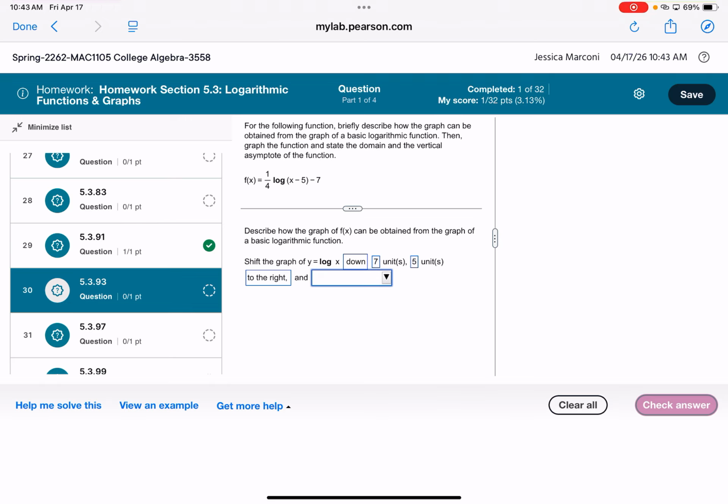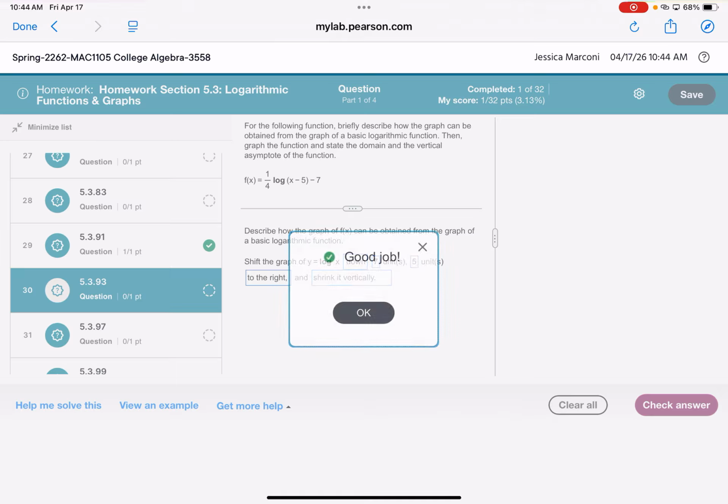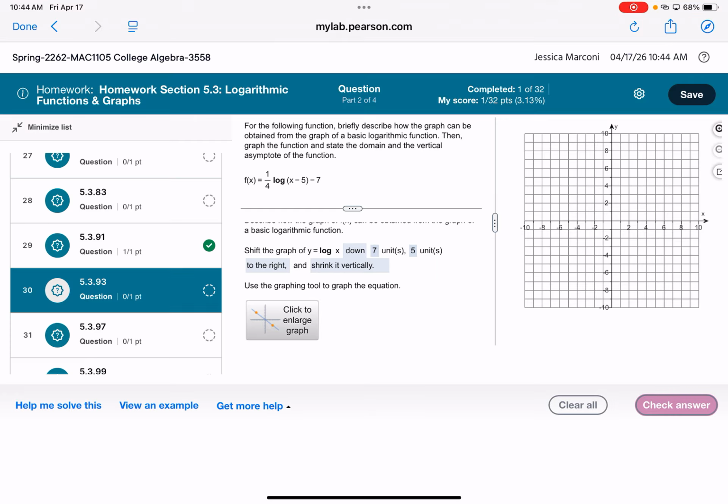Okay, and then the 1/4. So the 1/4 is a constant being multiplied in front of my base graph, in front of my log function. So anytime you have a constant being multiplied in front of the entire base graph, that is a vertical stretch or compression or shrink. Compression means shrink. And because it's a fraction, that will be a vertical shrink. So that one would be shrink it vertically. But again, you can have that little note card for all of that. So check it. Great job.